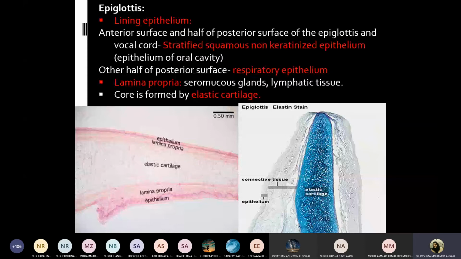So if you look here, it's actually a tongue-shaped structure. The core or the center has the elastic cartilage, whereas the anterior surface, I go here, I go down, my cursor is down. That area is lined by your oral cavity epithelium, which is stratified squamous non-keratinized. So most of the anterior surface and a part of the posterior surface is lined by this. The other half, I go up, is lined by the respiratory epithelium. Below the epithelium, we will have lamina propria with glands and lymphatic tissue. I go down further, the core is formed by elastic cartilage.